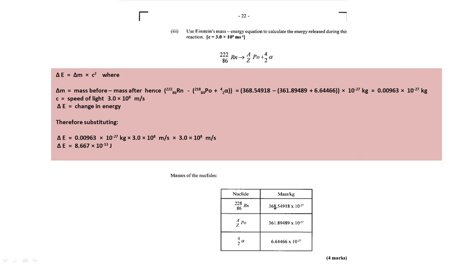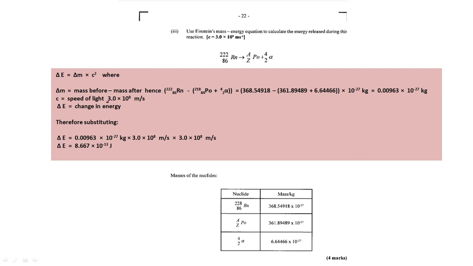So we're given the masses here in kilograms. So what we want to do is subtract the mass of radon, right? So it's at 368.54918 minus the sum of the masses of polonium and the alpha particle as they're given down here, all multiplied by 10 to the negative 27 kilograms. And what we will get is 0.00963 times 10 to the negative 27 kilograms.